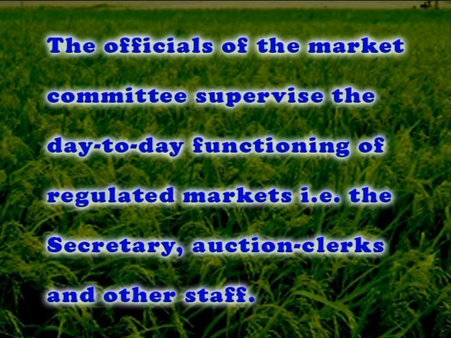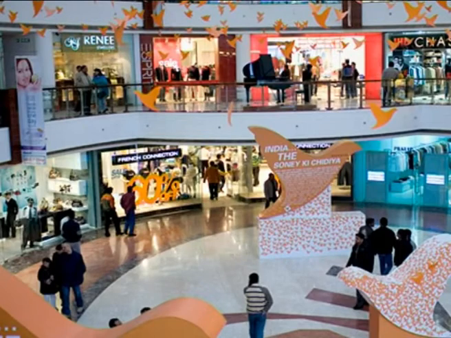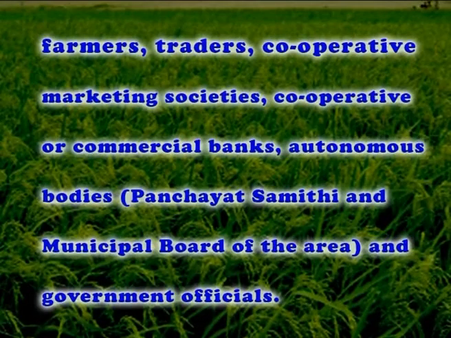Market functionaries supervision. The officials of the market committee supervise the day-to-day functioning of regulated markets, that is, the secretary, auction clerks and other staff. The administrative decisions are taken by the nominated or elected market committee. The market committee consists of representatives of all sections, that is, farmers, traders, cooperative marketing societies, cooperative or commercial banks, autonomous bodies like Panchayat Samiti and municipal board of the area, and government officials. The number of farmer members is more than that of the other interest groups.